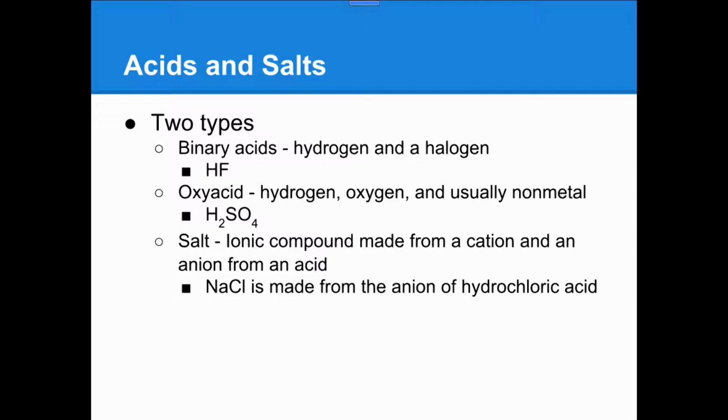So any type of salt has to be made from the anion of an acid. So if we get any acid out there, break it down into its two pieces, its positive and its negative, you take that negative and that's what creates your salt.